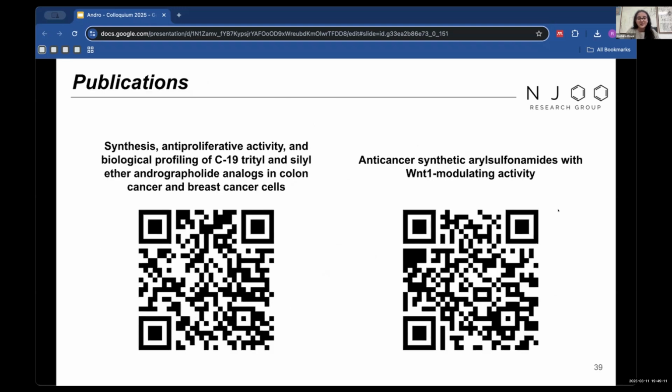Okay, and these are both of the papers that we have out. The first one, Andrographolide, is in Bioorganic & Medicinal Chemistry Letters, and the second is currently in bioRxiv.